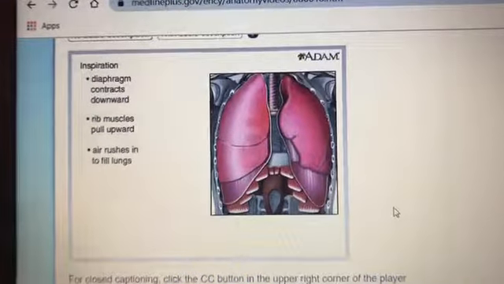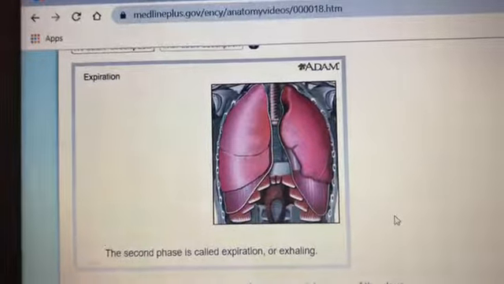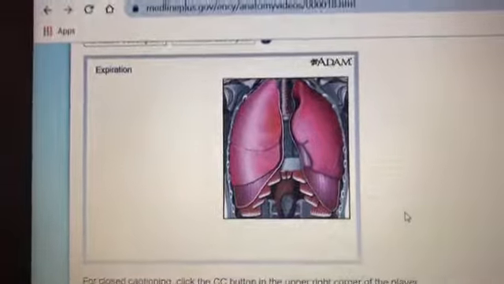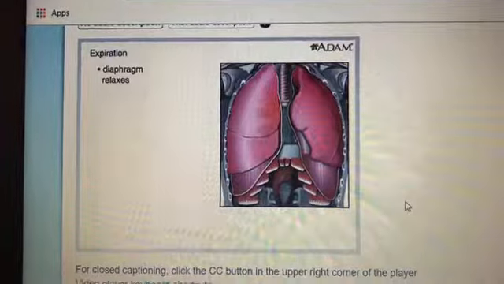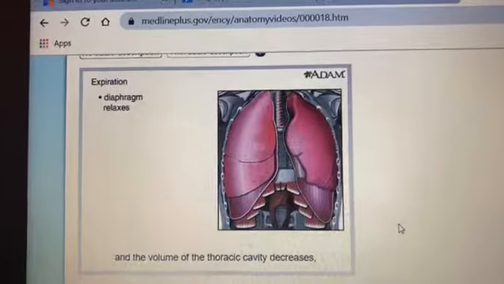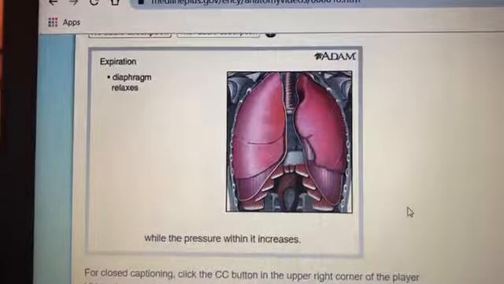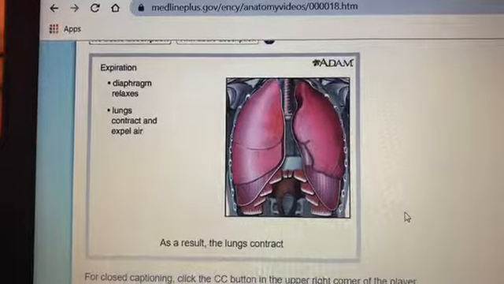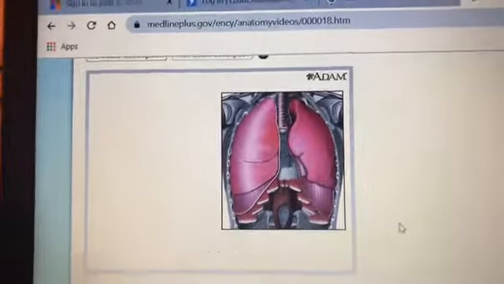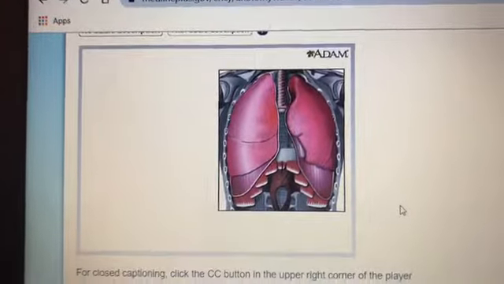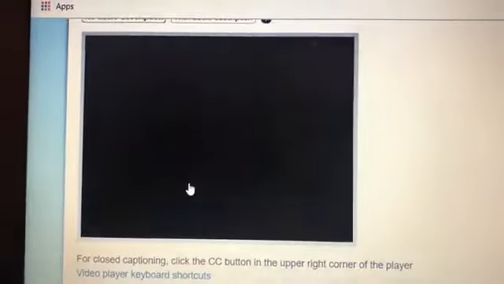Now it's going into expiration, or exhaling. It's giving you the rundown of what goes on with that, and how the diaphragm relaxes during exhalation. Thoracic cavity volume decreases, pressure increases, the lungs contract, and then you breathe out essentially. And honestly, that's really just that.